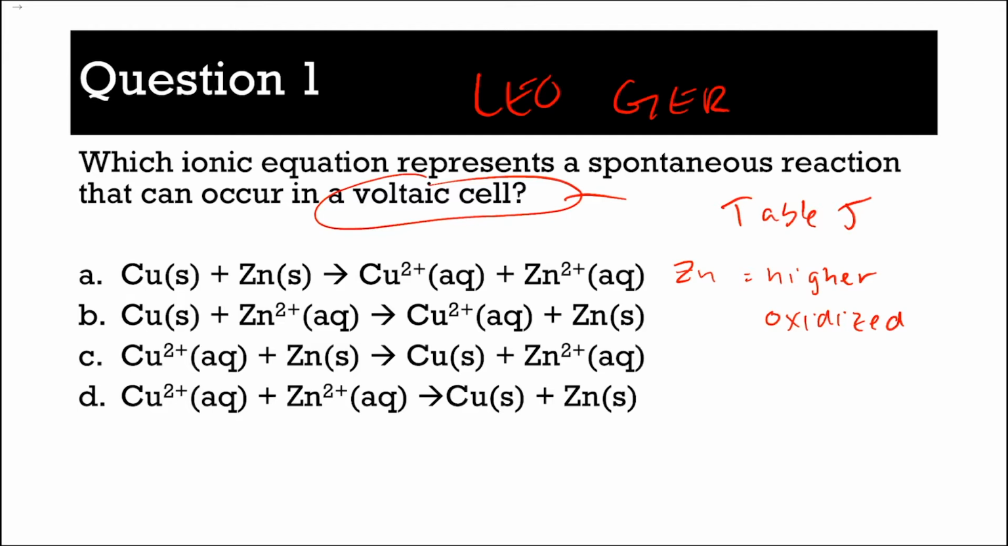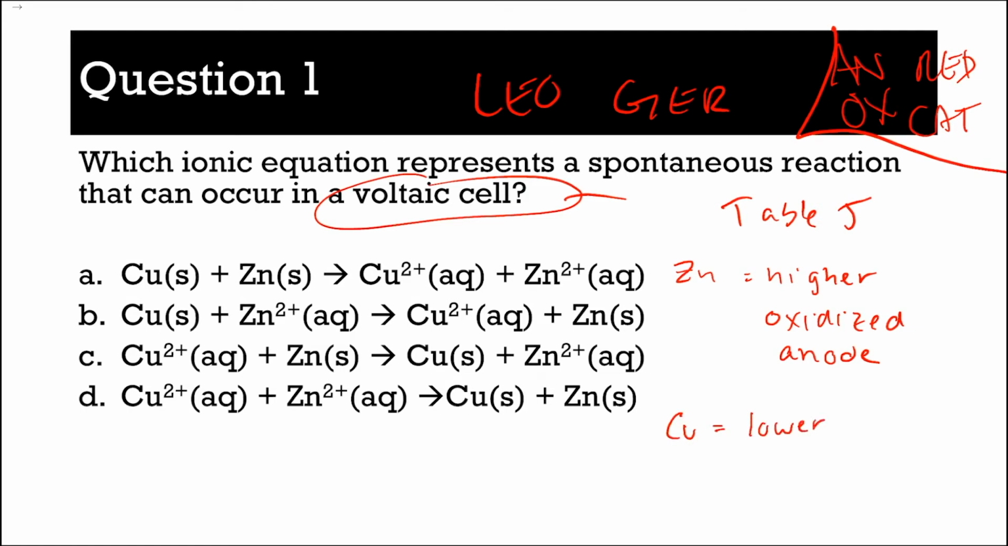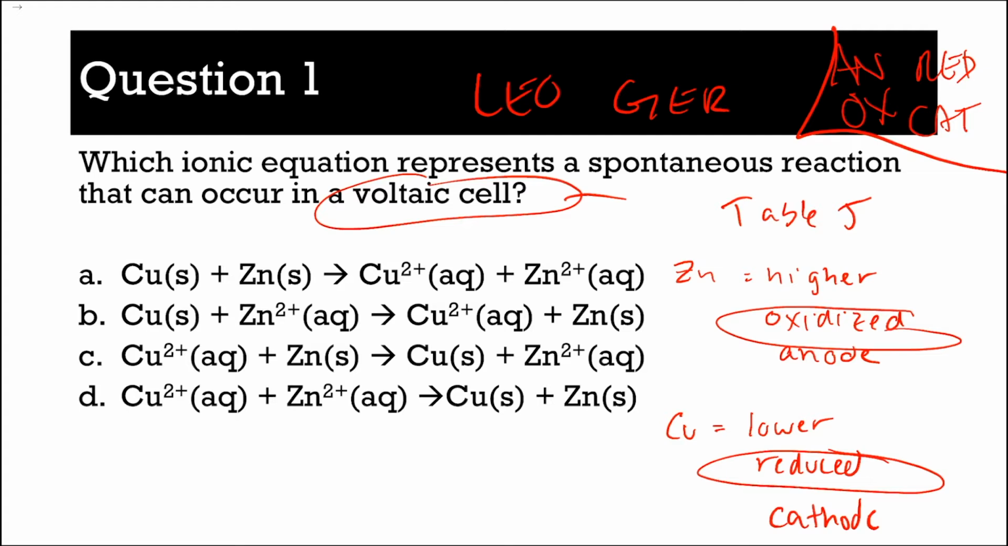So, then going on, if it's oxidized, that means it is the anode. And we use NOx red cat for that. So that means copper is the lower one, which means it is going to be reduced, and it's going to be the cathode. So, looking into that, we know zinc is being oxidized and copper is being reduced, that's that main key we need.